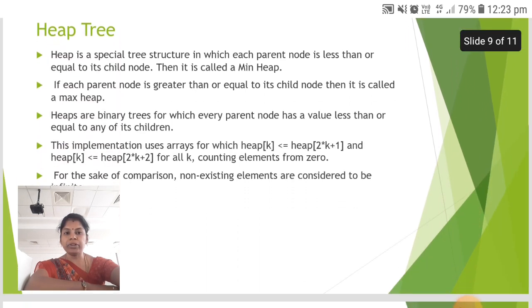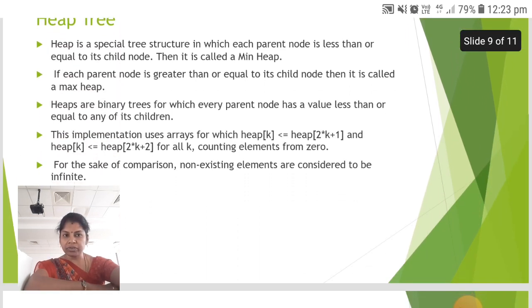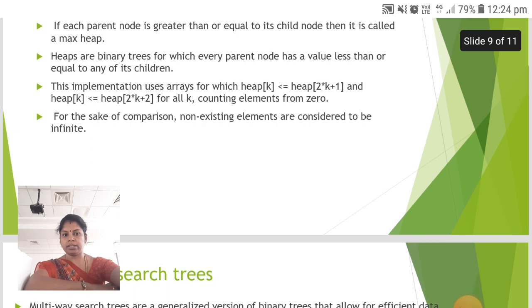The next is the heap tree. A heap is a special tree structure in which each parent node is less than or equal to its child node; then it is called a min heap. If each parent node is greater than or equal to its child node, then it is called a max heap. Heaps are binary trees for which every parent node has a value less than or equal to any of its children. The implementation uses arrays. For the sake of comparison, non-existing elements are considered to be infinite.